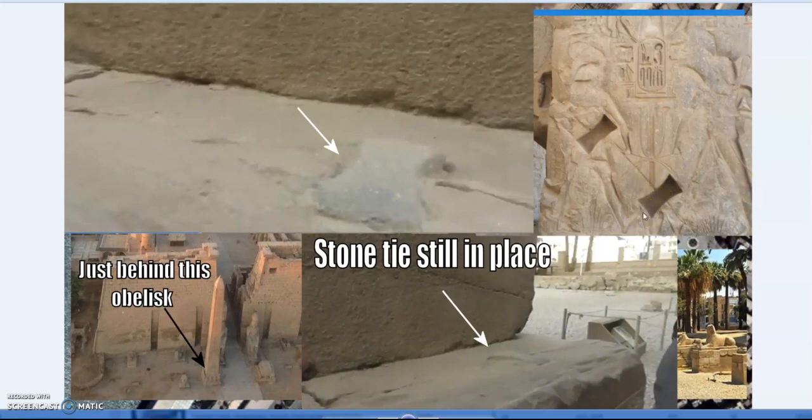There could have been metal ties, clamps, used. However, because stone and metal expand and contract, and in the desert it gets very cold at night and very hot in the day, metal in there is going to expand and contract at different rates, and it's going to do more damage than what it's actually going to repair. So you would have a stone tie, not a metal tie.